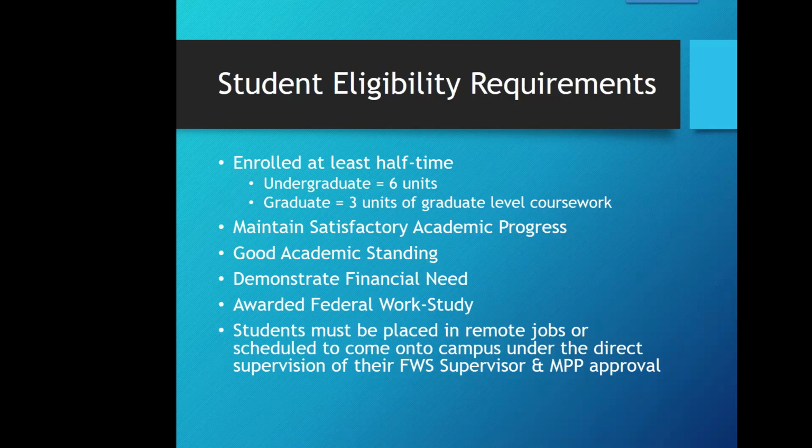So prior to initiating or requesting a work study student, you need to connect with your student, and they can go to their My Coyote portal and show you verification that they actually have an award on their financial aid award. During the fall term, all students must be placed in remote jobs or scheduled to come onto campus under the direct supervision of the work study supervisor and MPP approval. And that's just for the fall term. We'll find out more information for spring when we're notified.